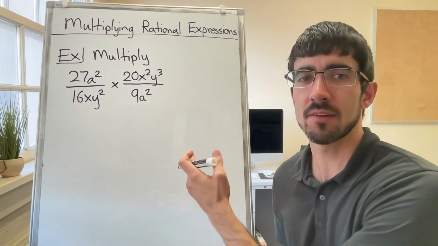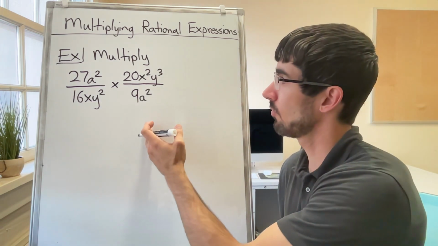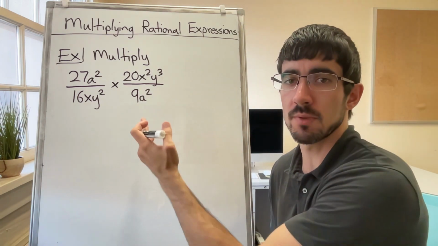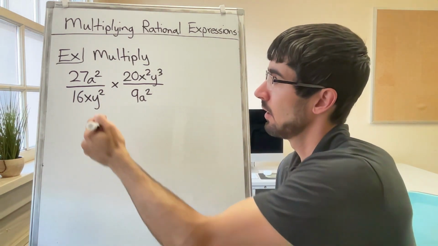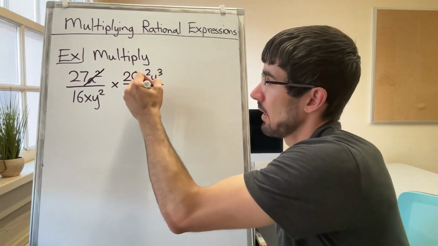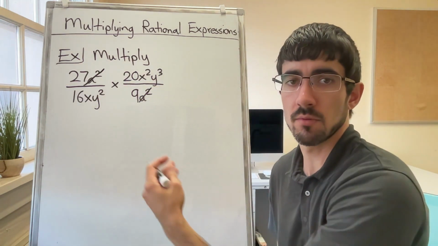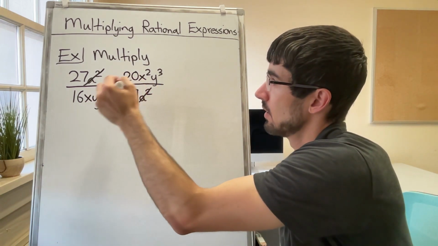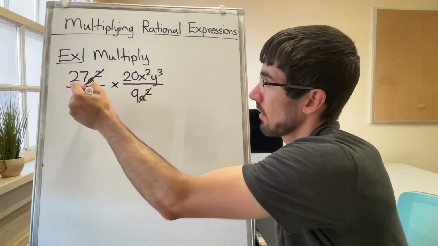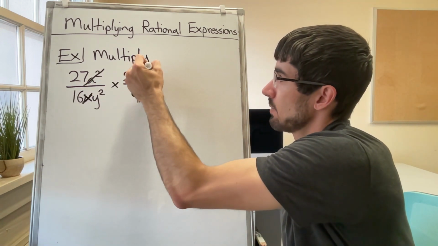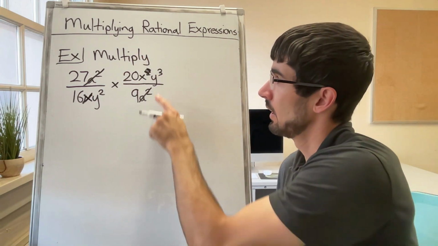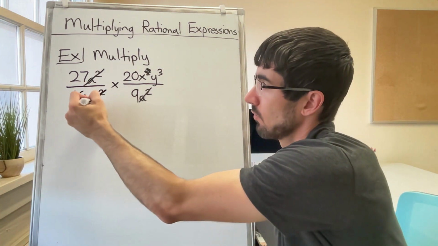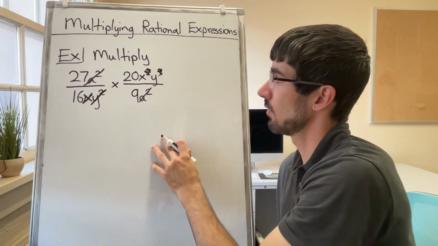So let's start this example by dividing out any common factors in numerators and denominators. I'll start with the variables just because it's a little easier to start there. I notice an a squared and an a squared. Those are common factors. We'll divide them out. Here I have an x squared and here I have an x. So when I divide out the common factor of x, I take this out and this becomes x to the first. Here I have y cubed. Here I have y squared. When I take out this common factor of y squared, this becomes y to the first.